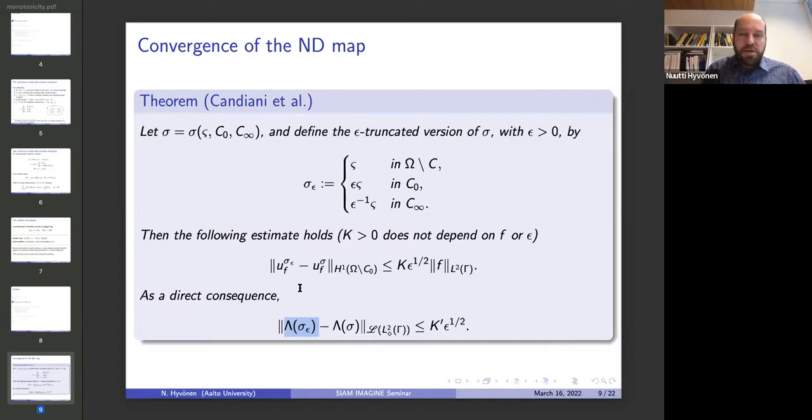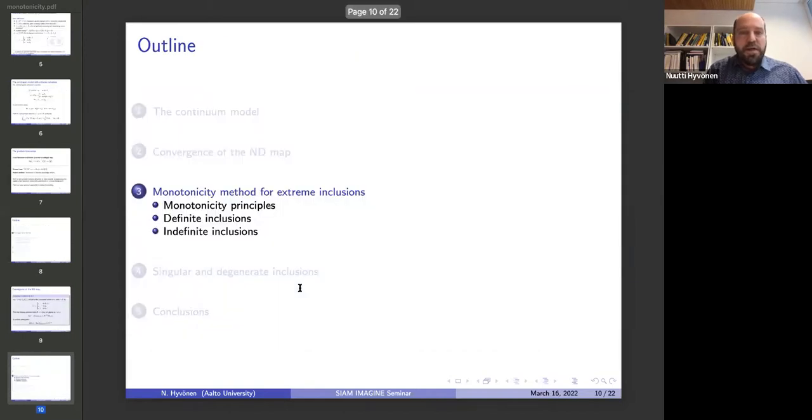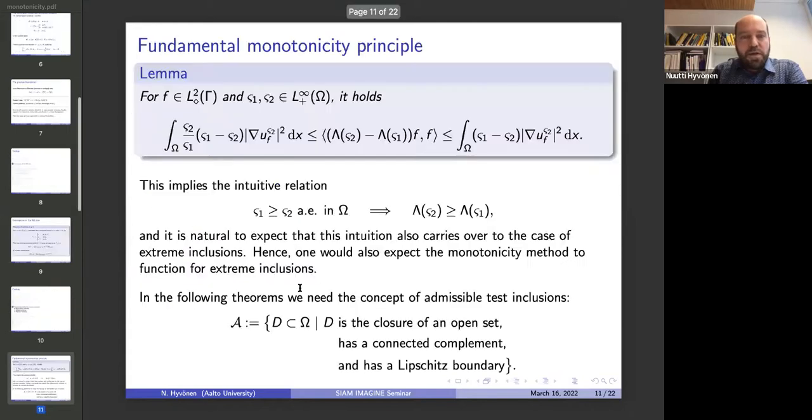Anyways, that's just a theorem. We know that those mappings converge nicely. And then let's move on to monotonicity method for extreme inclusions. So the thing that I personally really like about this monotonicity method is that it's based on something that is, sort of half of it is based on something that is really easily understandable physically.